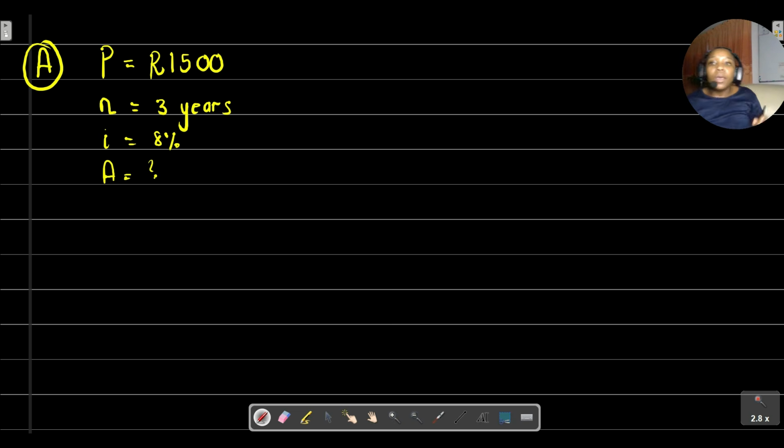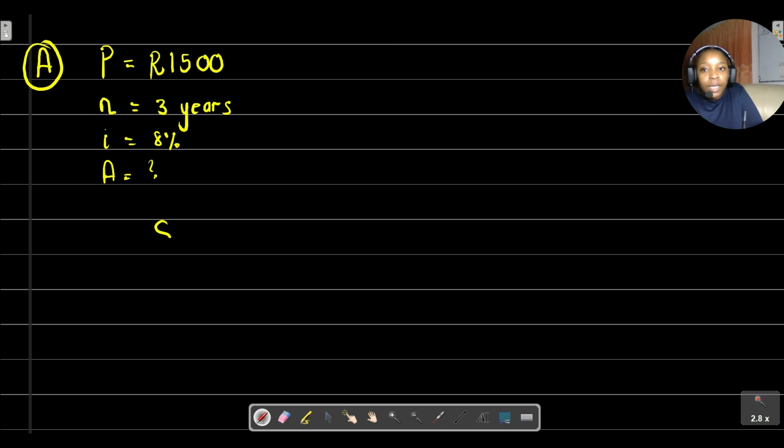What's going to be the accumulated amount, or how much would you have at the end of the investment period? So what do we need to do? I'm going to start off by breaking this down. I'm going to start off by calculating the simple interest, or the interest that you'll earn in 3 years from just investing this 1,500.